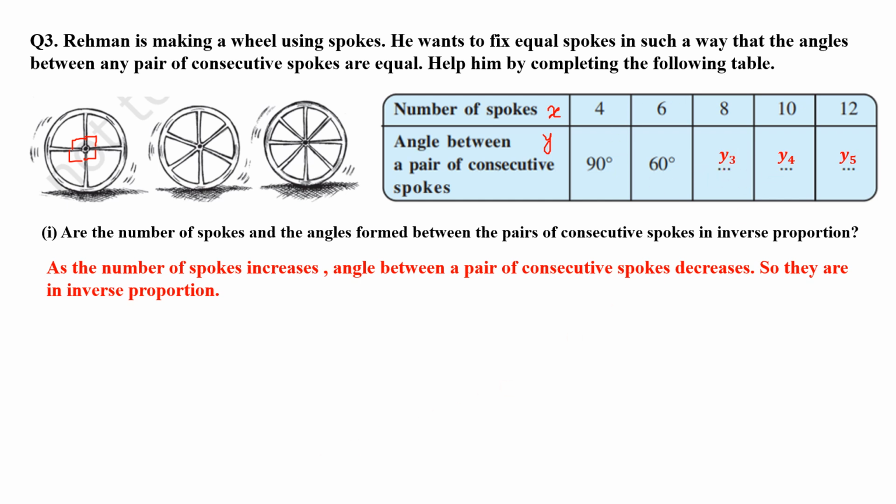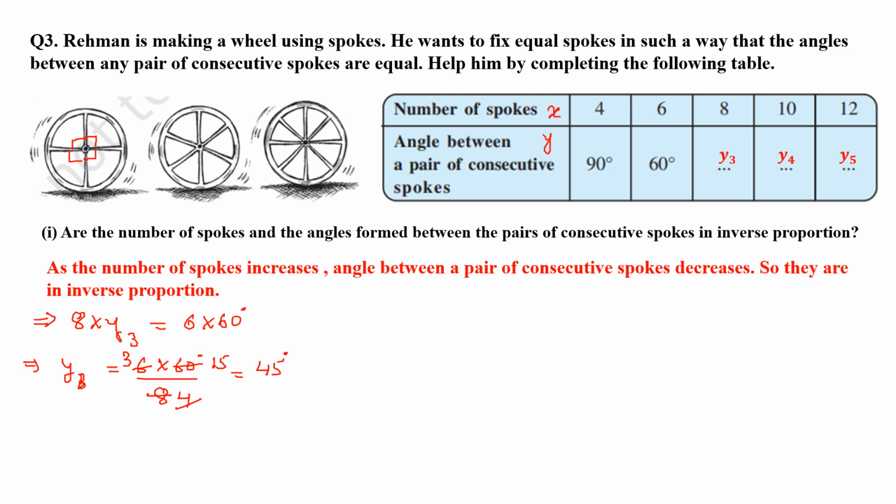So I can write from here 8 into y3 will be equal to 6 into 60°. So my y3 will be 6 into 60° divided by 8. Now reduce it. 2 4s are 8, 2 3s are 6, and then 4 times 15. So here you will get 45°. So the value of y3 is 45°.